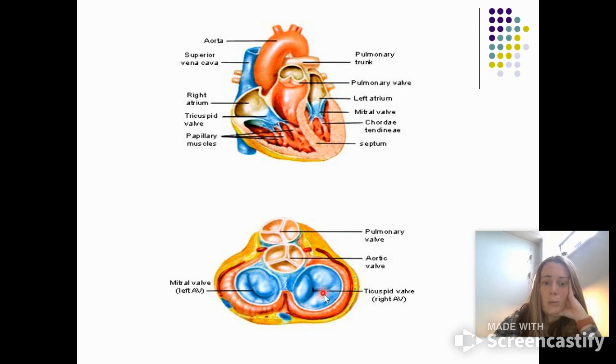Okay, so here would be our tricuspid. See, we have 3 flaps. The bicuspid or mitral valve has 2 flaps. And then here we have our semilunar valves. To me, they look like pie cut into 3 equal pieces. So the aortic valve would be on the left side, and the pulmonary valve would be on the right.